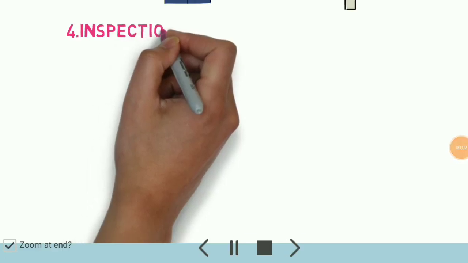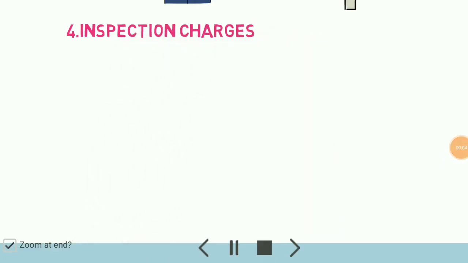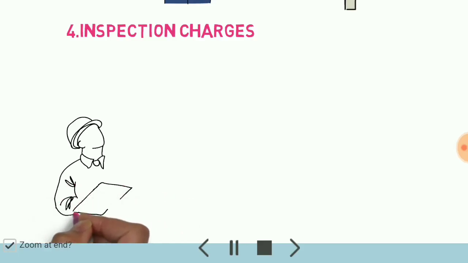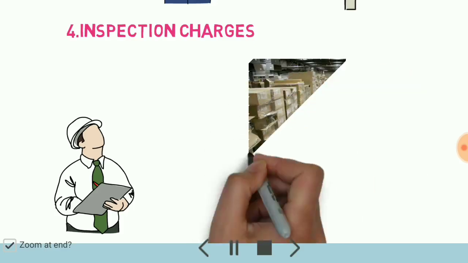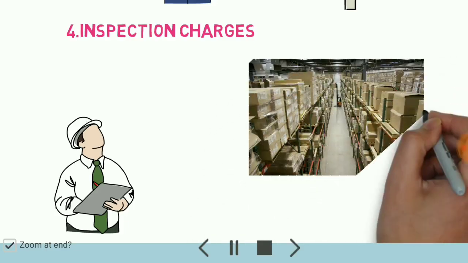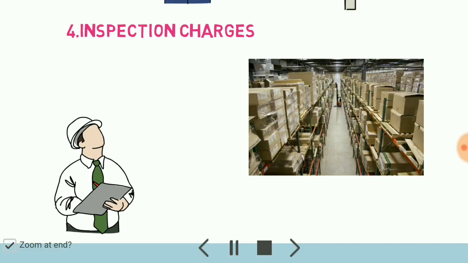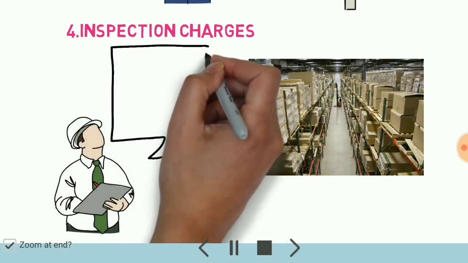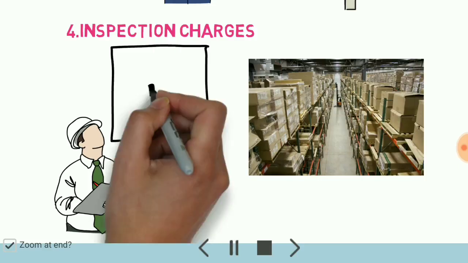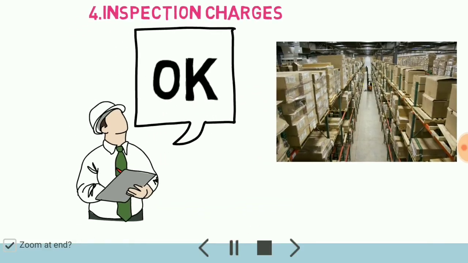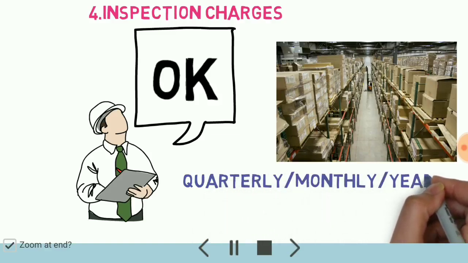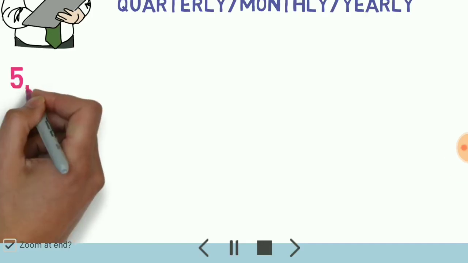Next is inspection charges. This charge is generally collected in cash credit accounts, in which a bank official will physically inspect the stock maintained by the borrower against which such a loan is taken, and will satisfy themselves about the adequacy of stock against the loan, whether adequate margins are maintained or not. So these charges will be collected on a quarterly, monthly or yearly frequency as per different banks.